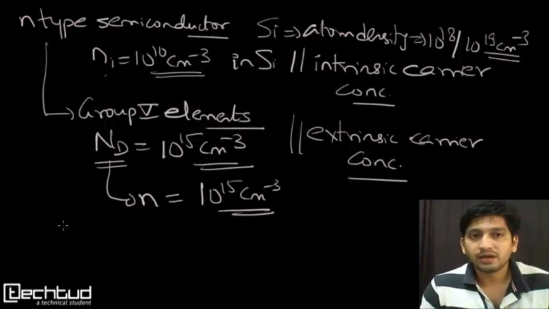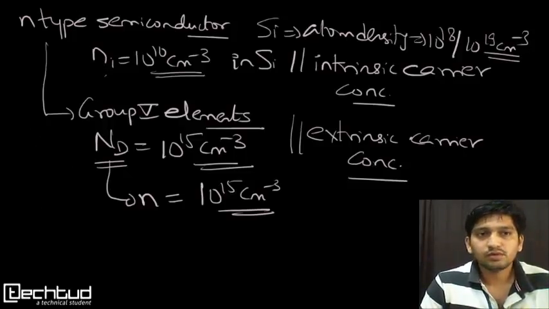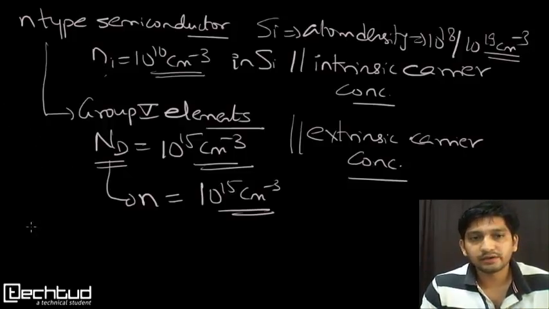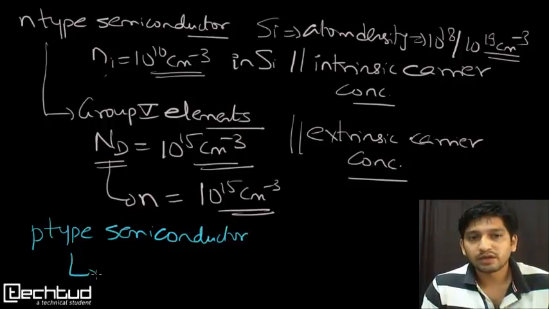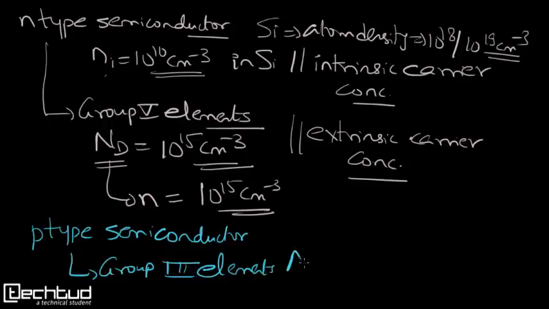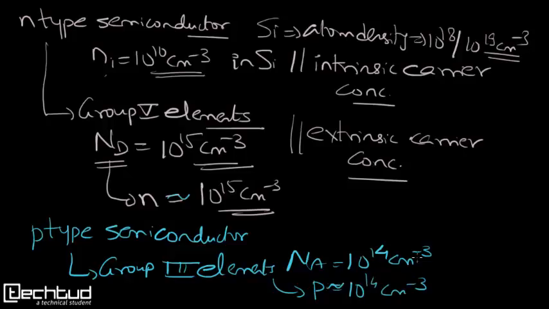Similarly, if we talk of P-type semiconductor, we doped with group 3 elements. So Na is 10 to the power of, suppose, 14 per centimeter cube we doped. So this is also referred to as P, that is the hole concentration, in a P-type semiconductor. So P is now 10 to the power 14, almost. So this is the doping that we do.